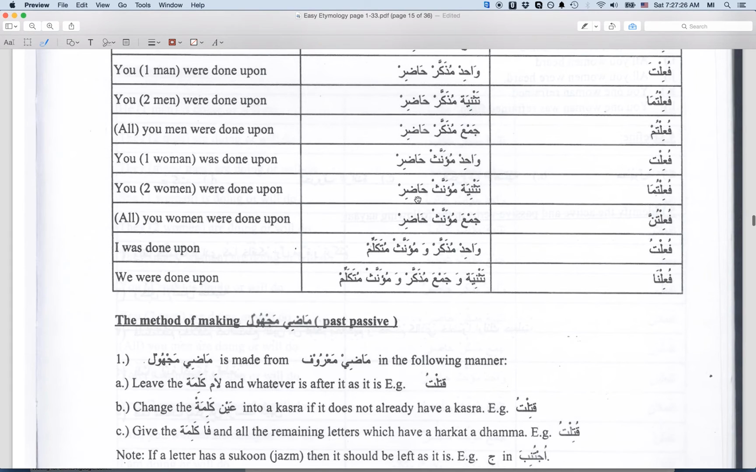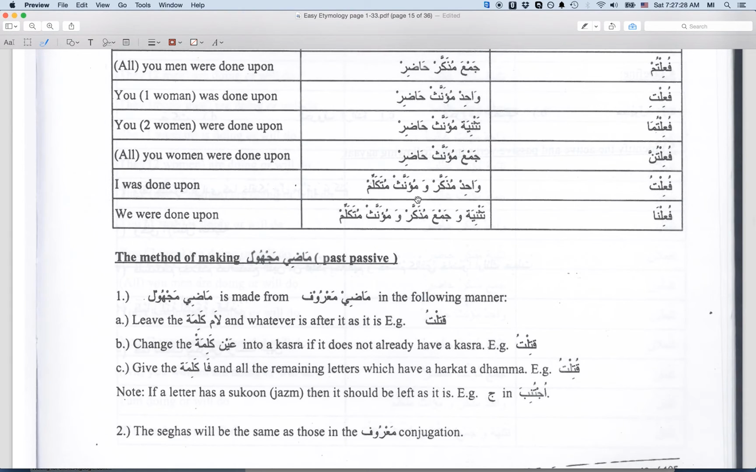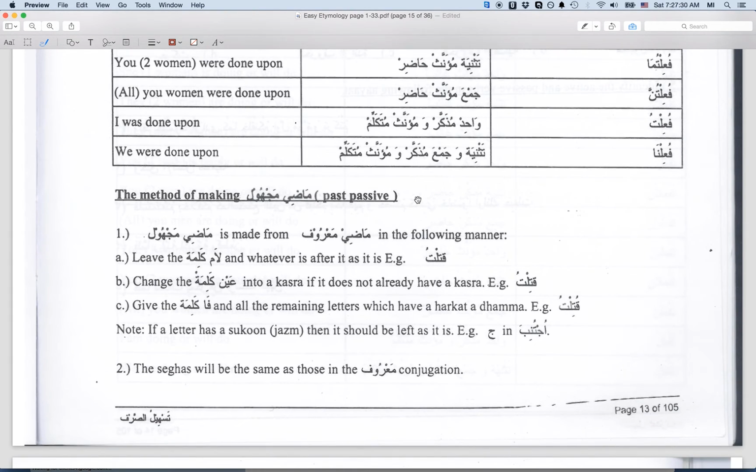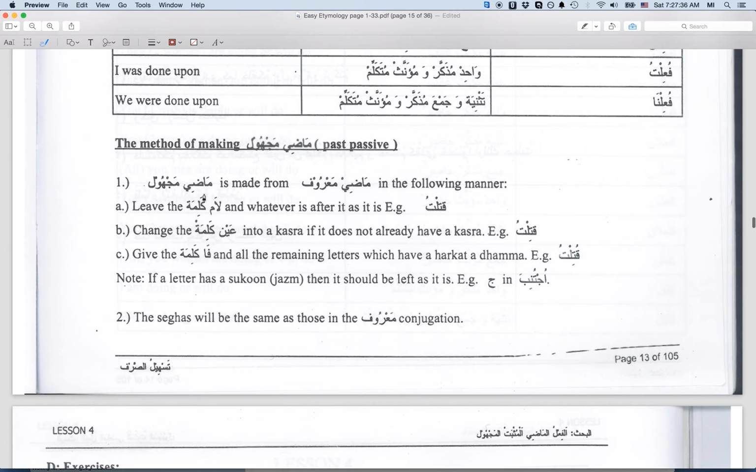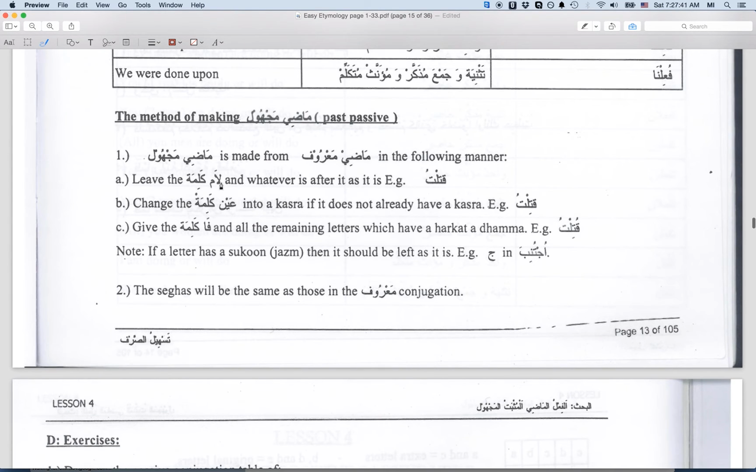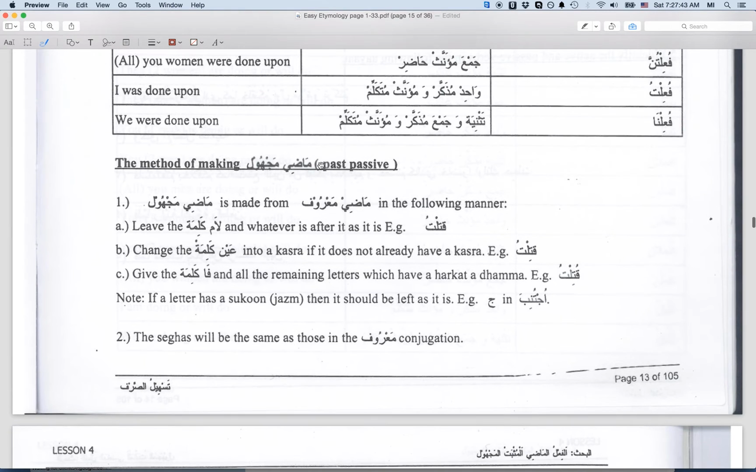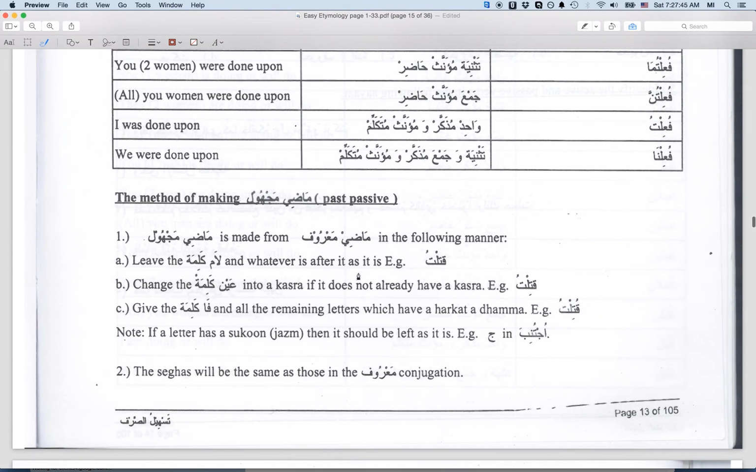The good thing about Arabic is that the flow of it is very simple, as soon as you know one or two basic rules. Madi majhul, the making, the methods, the rules. Madi majhul is made from madi maruf, of course, in the following manner. Leave the lam kalima and whatever is after it as is.